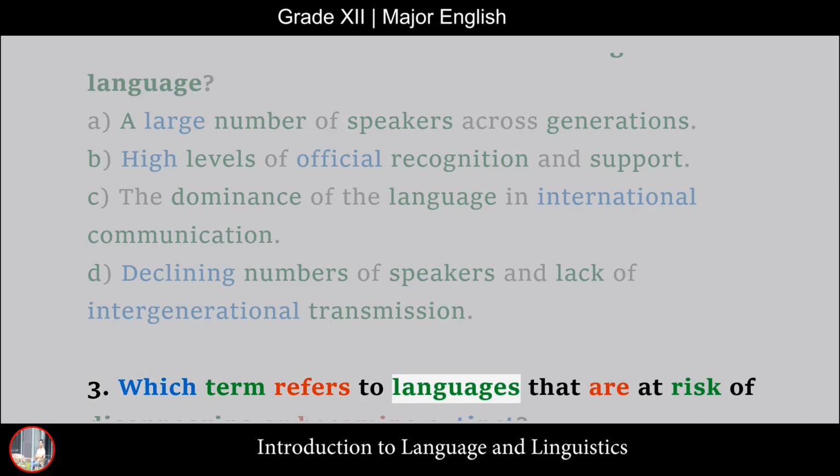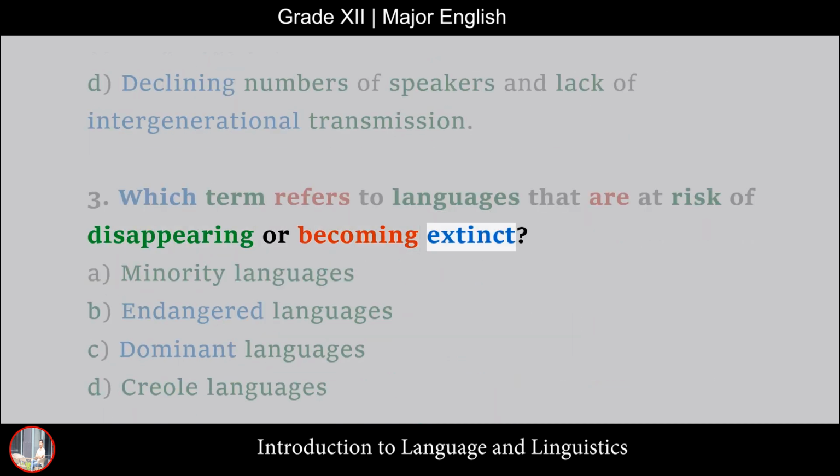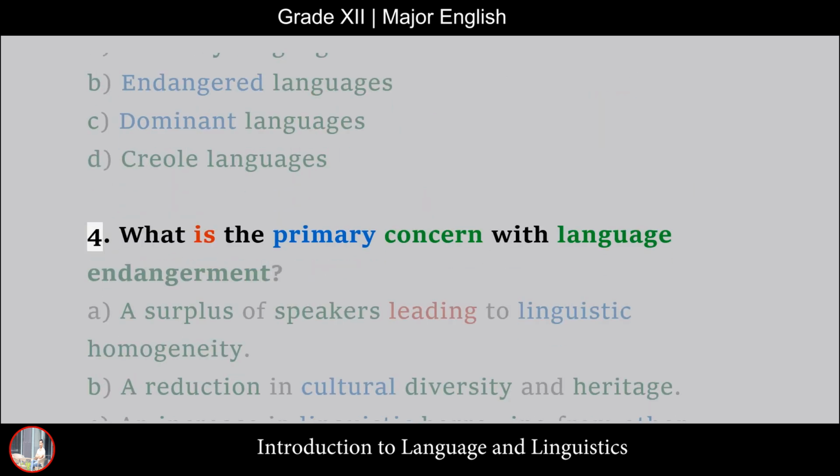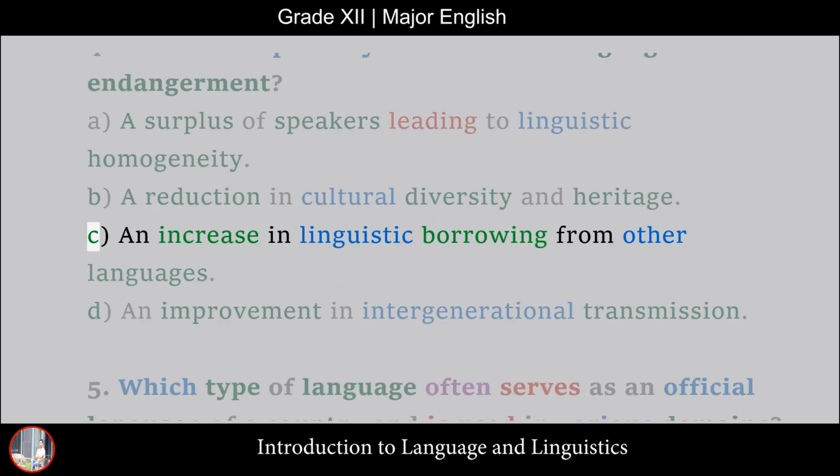3. Which term refers to languages that are at risk of disappearing or becoming extinct? A. Minority languages. B. Endangered languages. C. Dominant languages. D. Creole languages. 4. What is the primary concern with language endangerment? A. A surplus of speakers leading to linguistic homogeneity. B. A reduction in cultural diversity and heritage. C. An increase in linguistic borrowing from other languages. D. An improvement in intergenerational transmission.